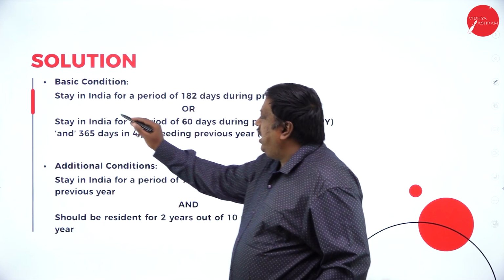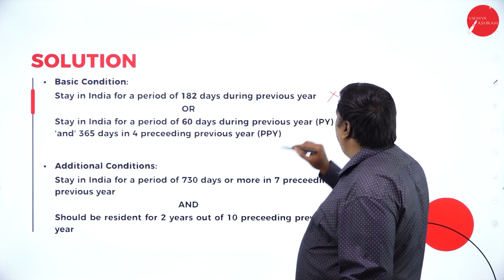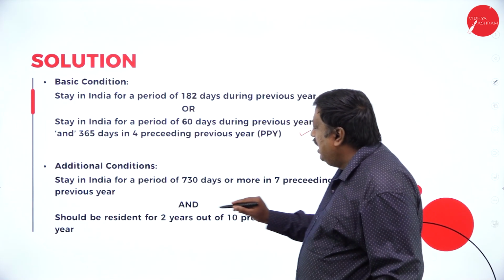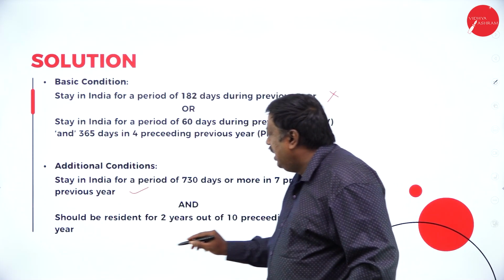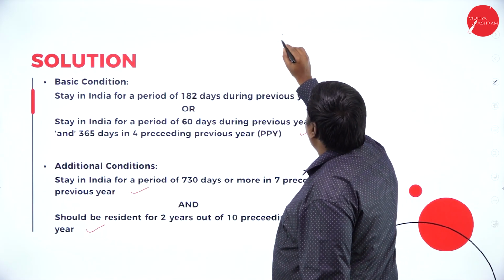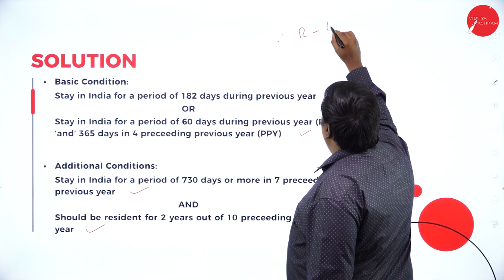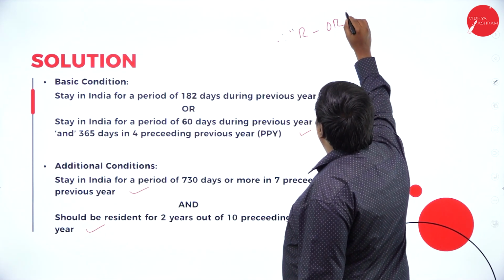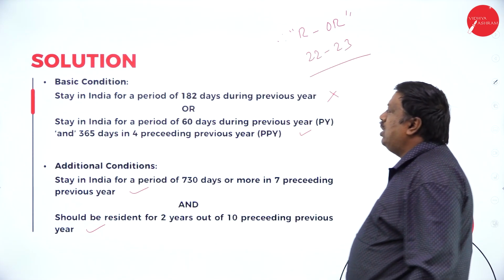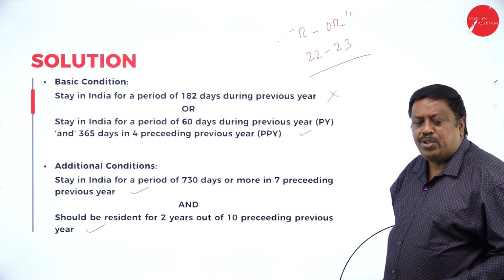Stay in India for a period of 182 days during the previous year, I couldn't satisfy my first basic condition. I've satisfied my second basic condition. I've satisfied the first additional condition. I've satisfied the second additional condition. Therefore, my status will be resident, ordinary resident. My status for 2022-23 will be resident, ordinary resident. This is how we have to calculate and give the conclusion.